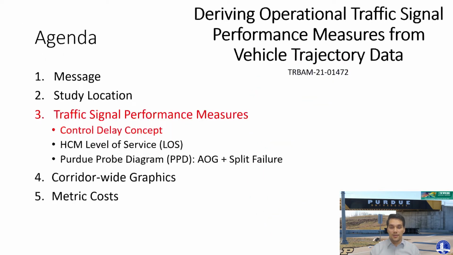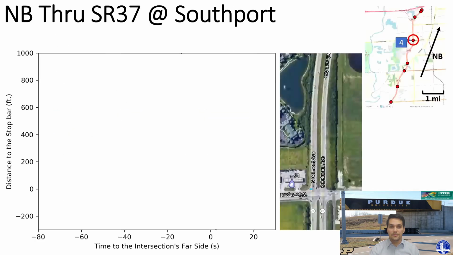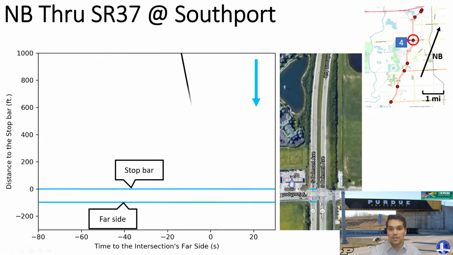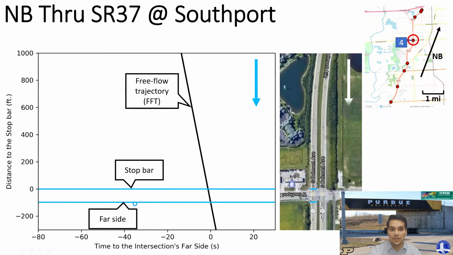To understand some of the performance measures that we're proposing, we need to understand what control delay is. Here we have a time-space diagram, and the first blue line is the location of a stop bar. The second blue line is the location of the far side of the intersection, and this black line is a free flow trajectory, which is a trajectory that's traveling through the intersection at the posted speed limit. So trajectories are traveling from top to bottom in this graphic.